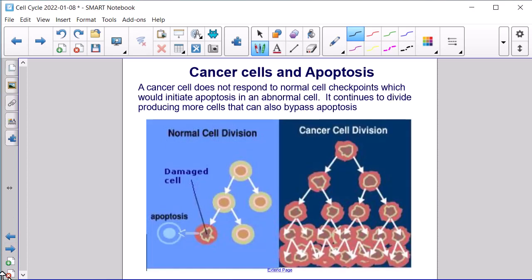Cancer cells and apoptosis. A cancer cell does not respond to normal cell checkpoints, which would initiate apoptosis in an abnormal cell. You can see there's a damaged cell here. In normal cell division, this would lead to apoptosis. If there's an abnormal cell in cancer cell division, it just continues to divide, producing more cells that can also bypass apoptosis.